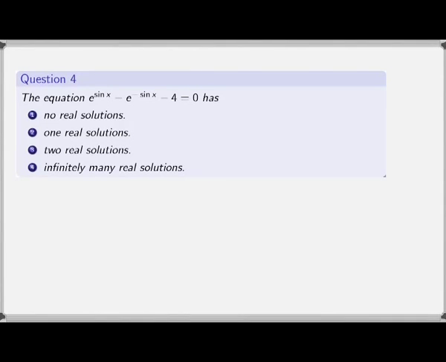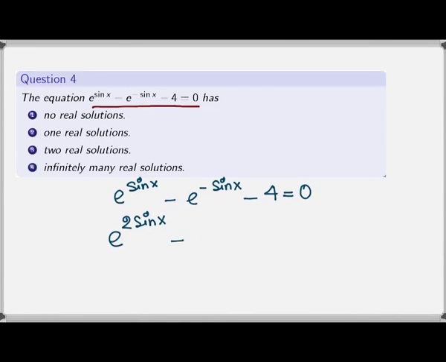In this question we are given the equation e to the power sin x minus e to the power minus sin x minus 4 is equal to 0, and as it is evident from the options, we have to find out how many real solutions does this equation have. So we write the equation e to the power sin x minus e to the power minus sin x minus 4 is equal to 0, and this is same as writing e to the power 2 sin x minus 4 into e to the power sin x minus 1 is equal to 0.